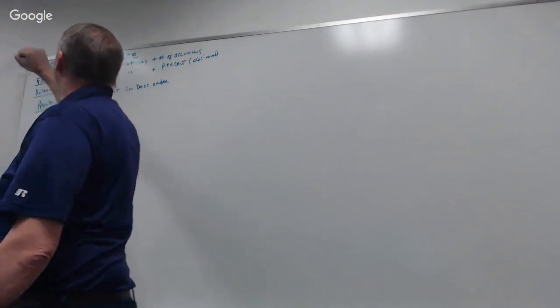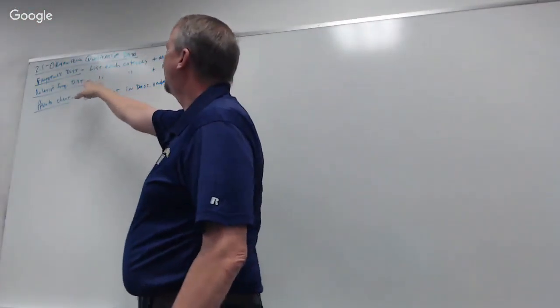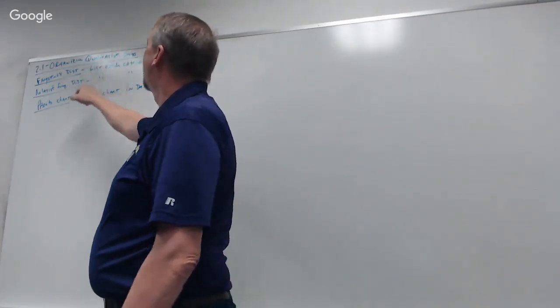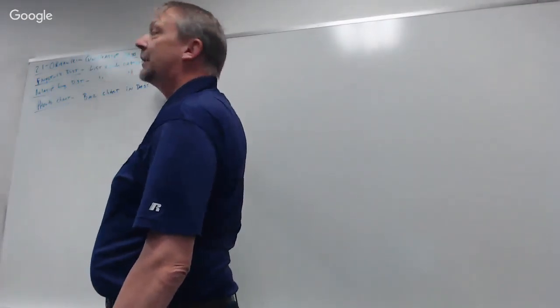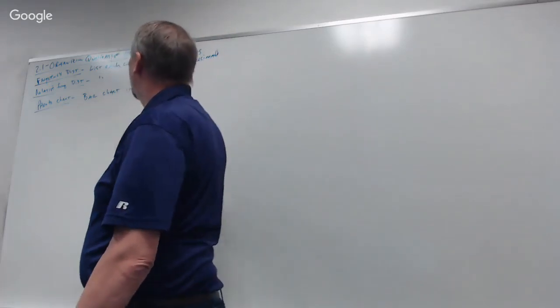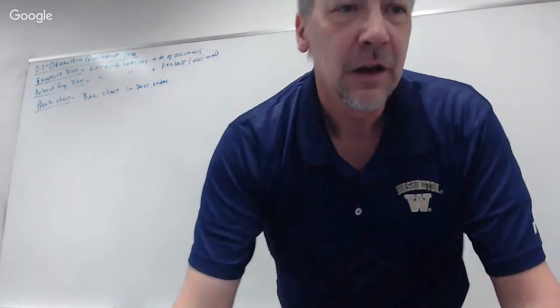We're doing 2.1, organizing qualitative data. We've got a frequency distribution. We list each category and the number of occurrences. A relative frequency distribution, which also has each category, but we list percents. We use decimals, and a Pareto chart, a bar chart in descending order.